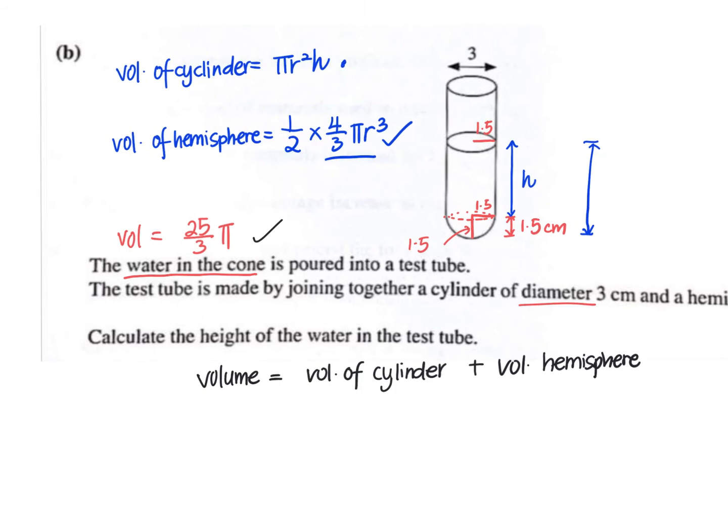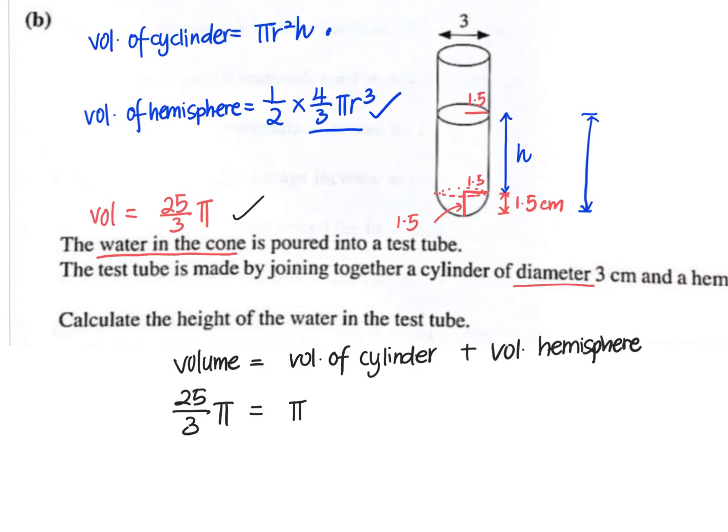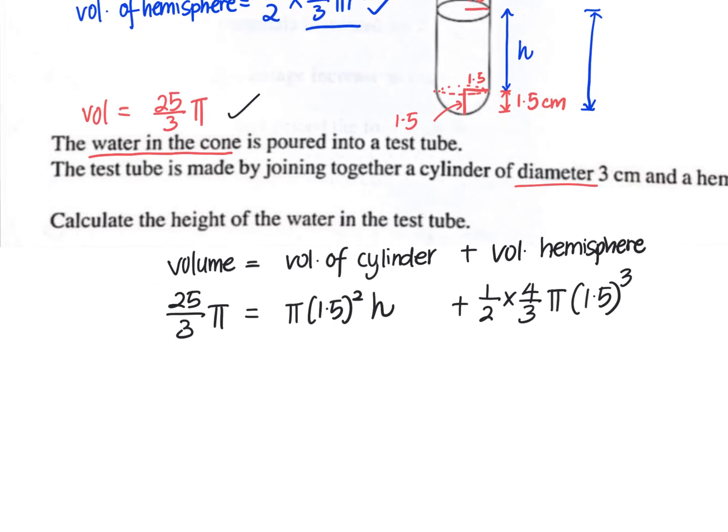Let's plug in our information. We know that the volume of the water is given to be 25 over 3 pi. And the volume of a cylinder is base area, pi r squared, where 1.5 is the radius, times the height h, which I need to find and do not know, plus the volume of the hemisphere, so half times 4 over 3 pi r cubed, which is 1.5 whole thing cubed. Now you'll notice that there's something over here that is actually a common factor throughout. Pi.